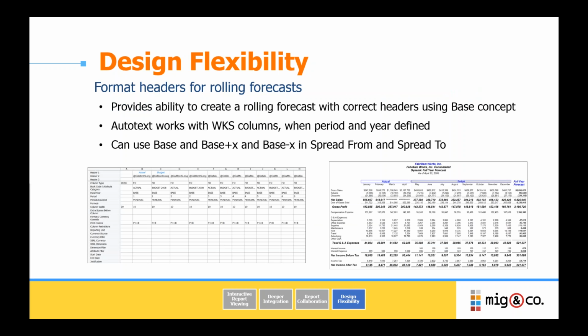And it's similar to the mechanisms that are in FRX regarding the rolling forecast headers, the ability to use the base plus and base X, spread from and spread to. This is an example of what the column layout looks like in Management Reporter, and you'll notice it is almost identical to FRX because Management Reporter is the upgrade to FRX. They just changed the name basically.